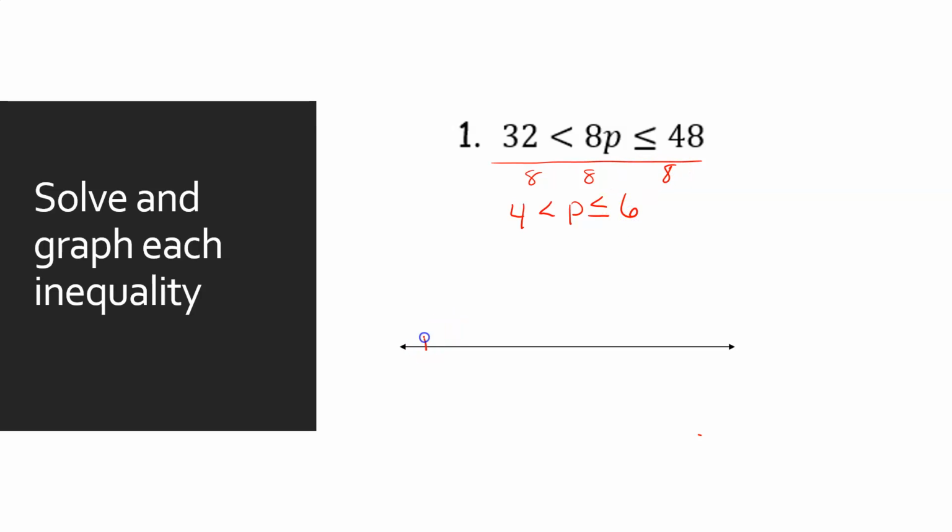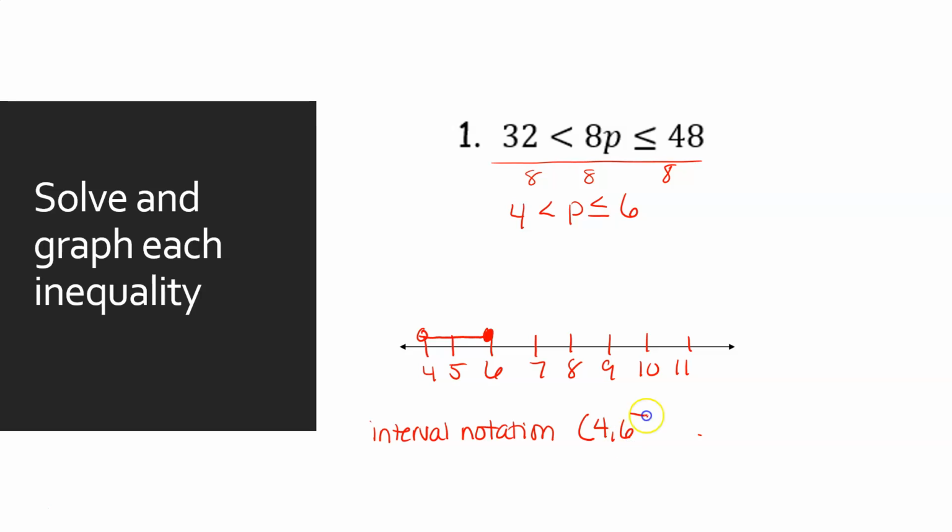Okay, so let's graph that. So I have 4, 5, 6, 7, 8, 9, 10, 11. I have an open dot on 4, closed dot on 6 because of the equal sign. It's an and. So here's my interval notation. I have parentheses 4, bracket 6.